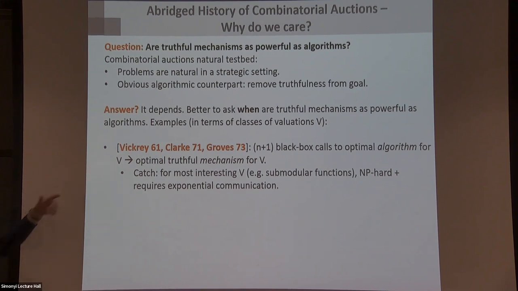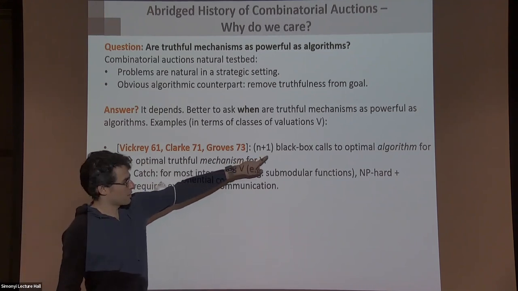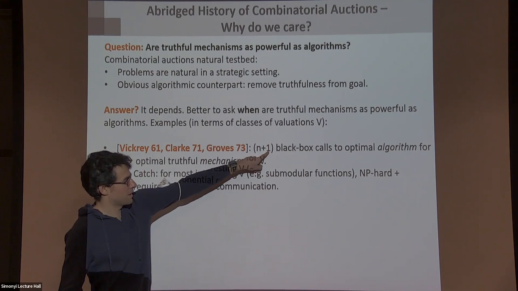If you think about what this must be saying, clearly the outcome it selects is whatever the algorithm says, because the algorithm is optimal and you're being optimal. So you have to select that. The only thing it's doing is being clever with what payments it charges. It turns out there is a way to charge clever payments with basically one black box call per player. So this is to select the outcome.